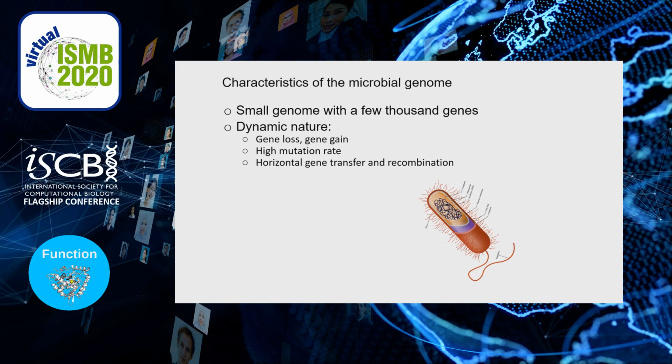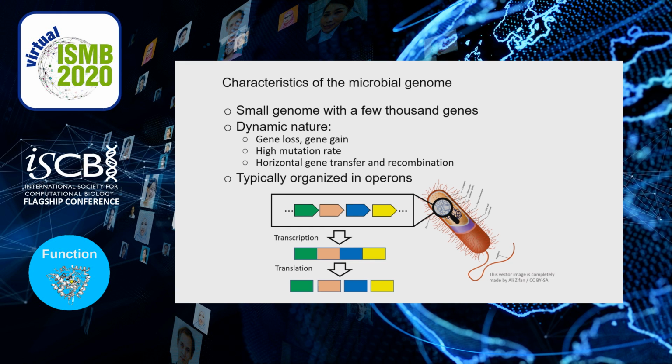Microbial genomes are usually small, with a few thousand genes. They evolve rapidly by mutations, rearrangements, and also by transfer of DNA. Microbial genomes are typically organized in operons. These are co-regulated genes that are co-transcribed and co-translated.